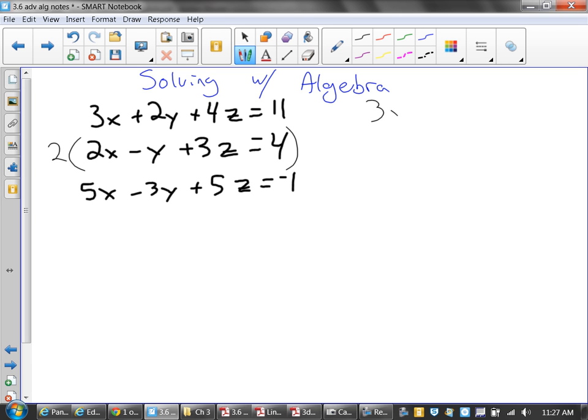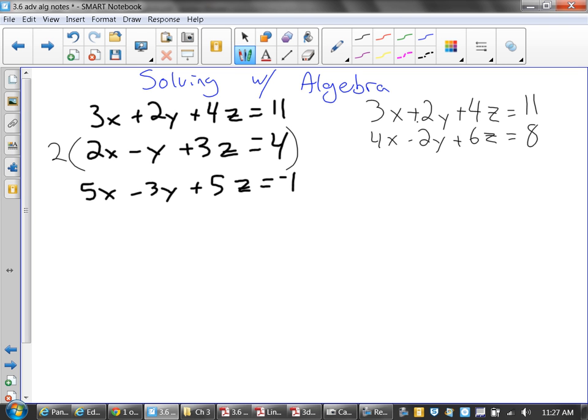So we have 3x plus 2y plus 4z is 11. And to that, I'm going to rewrite the second equation: 4x minus 2y plus 6z is 8. Do you see how you have a negative variable here? If I multiply that by 2 and I add the top and the middle one together, will the y's go away?